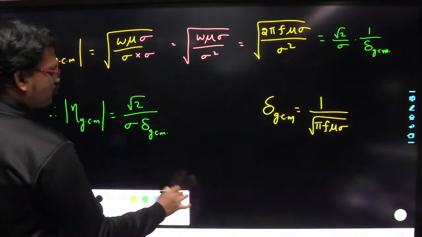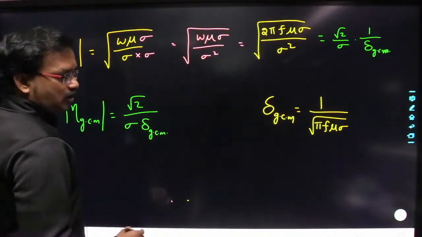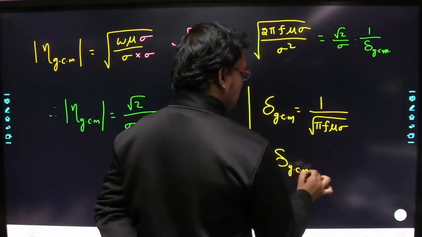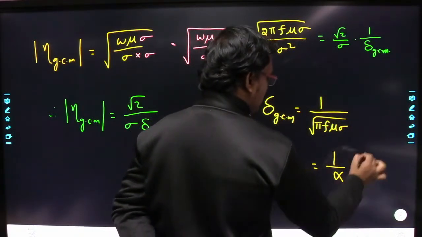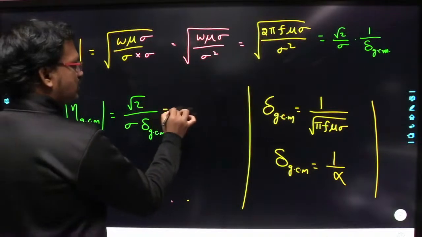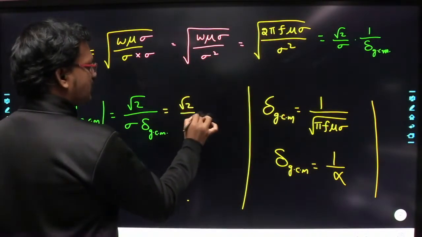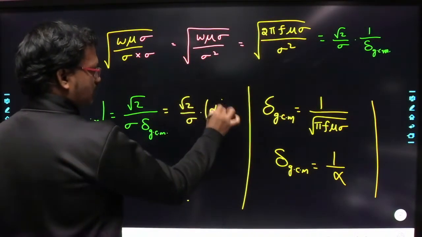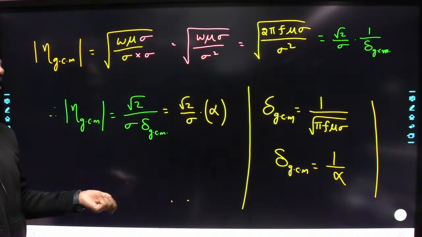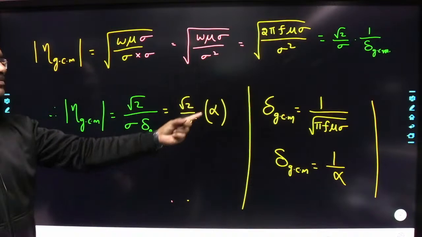What is 1 by delta here? We know that delta, the skin depth, is always equal to 1 by alpha. So 1 by delta you can write as alpha. Finally we got the expression for the intrinsic impedance in a good conducting medium as root 2 by sigma into alpha.